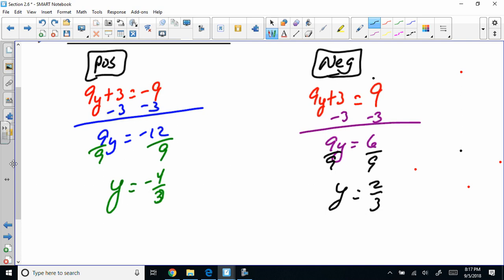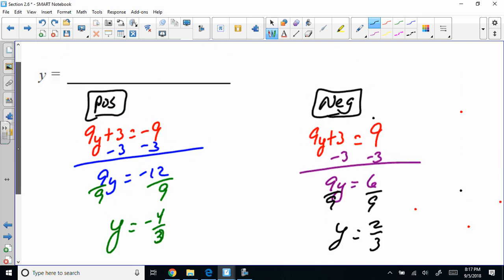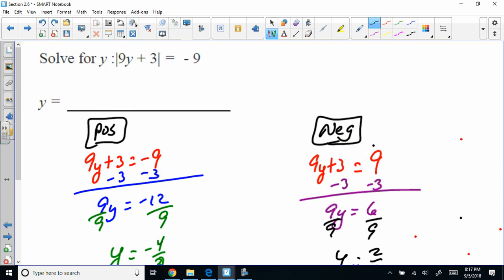-4/3, and 2/3. It may have you put -4/3, comma 2/3, right? Sometimes they allow you to do answers like that. Have you worked this one? So you put a comma. She's already worked it.